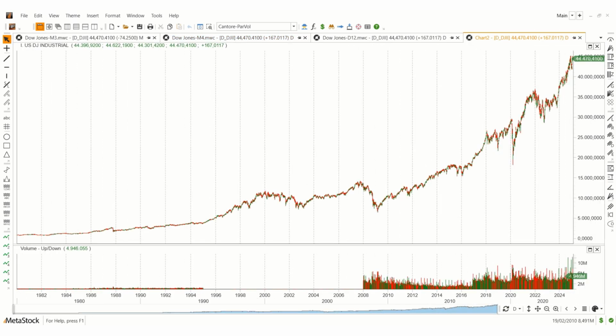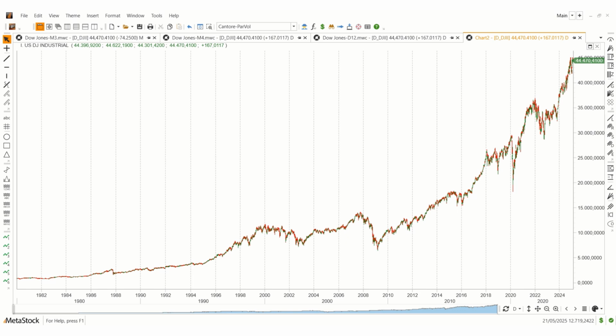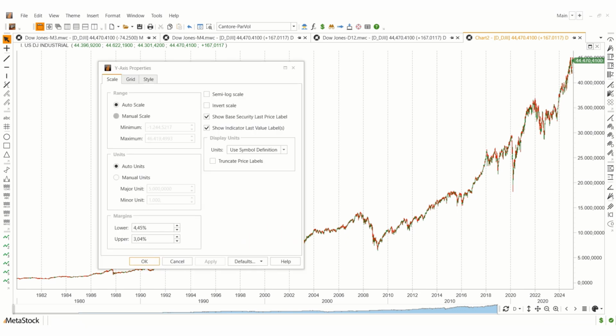The first is to ignore the evolution of the volumes and then click on this button to delete the box. The second very important thing is to establish that the scale of the quotations must be set on a manual basis.